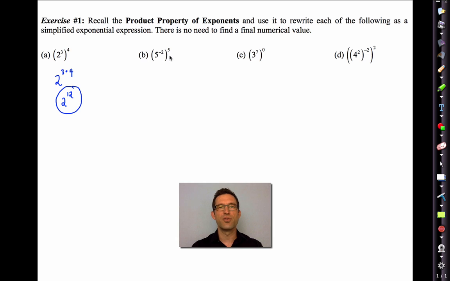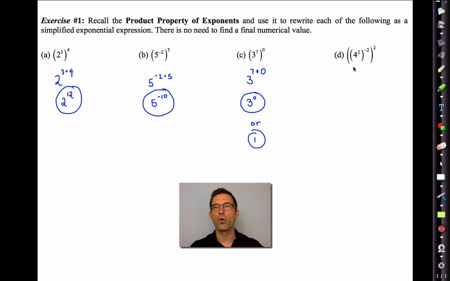5 to the negative 2 to the fifth. Remember this. We extended this to negative exponents as well. That would be 5 to the negative 2 times 5, or 5 to the negative 10. 3 to the 7th to the 0, well, that's going to be 3 to the 7 times 0, which is going to be 3 to the 0. Or if you couldn't help yourself and you wrote down the number 1, that's great too.